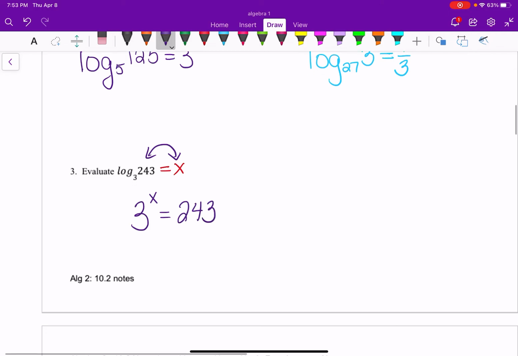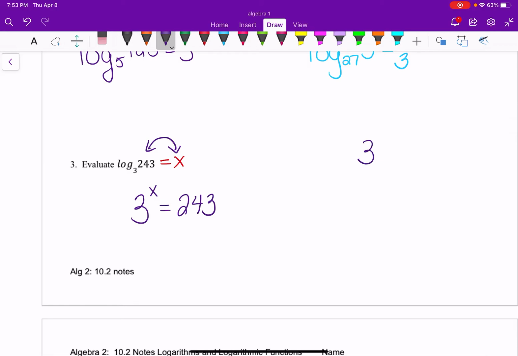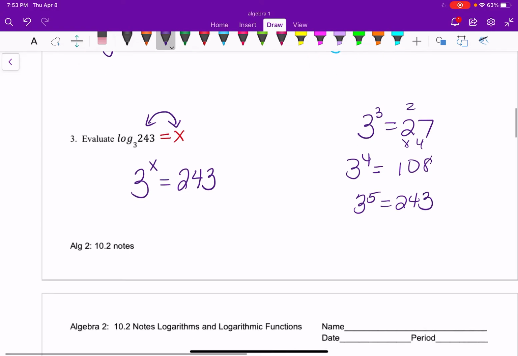So then I'm trying to figure out, well, 3 to what power is going to be equal to 243? So I know 3 to the third is 27, so that's not it. Then I go 3 to the fourth, and that's 81. 3 to the fifth actually equals 243. So what I'm doing now is making the bases the same. The bases are both going to be 3, and 3 to the fifth is 243, so x equals 5.